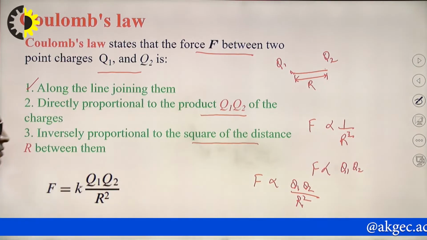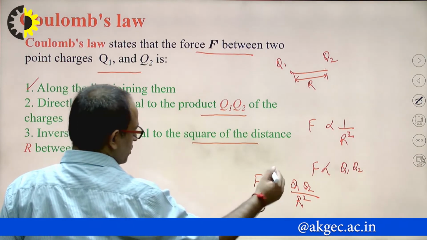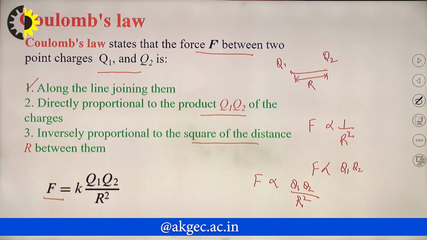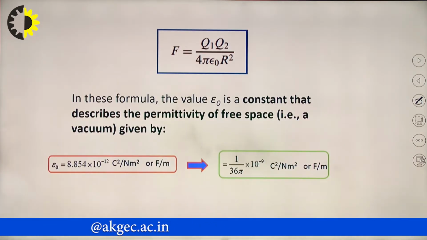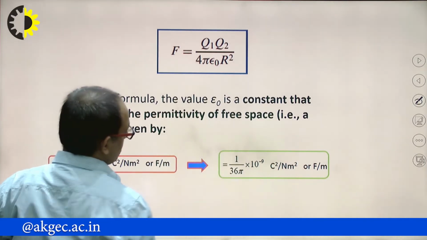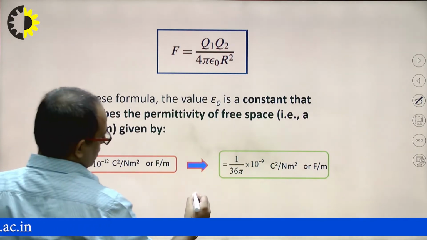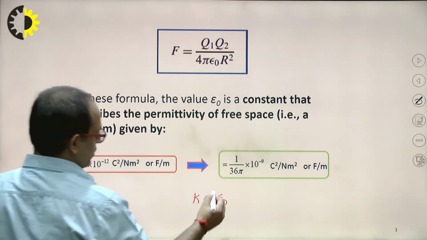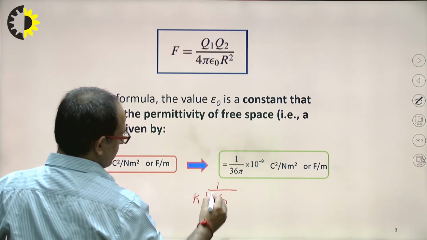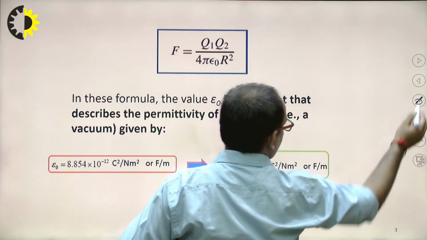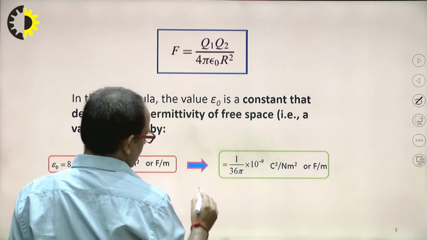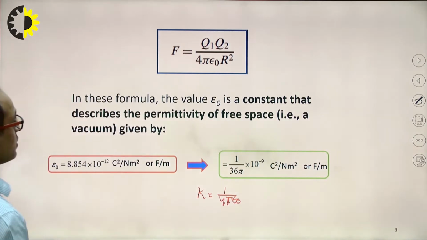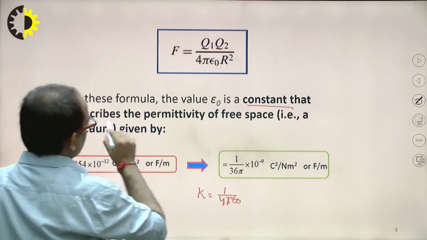Now if I remove the proportional sign, you get F equal to K into Q1 multiplied by Q2 divided by R square. Now what is K? K is equal to 1 upon 4 pi epsilon, and what is this epsilon?